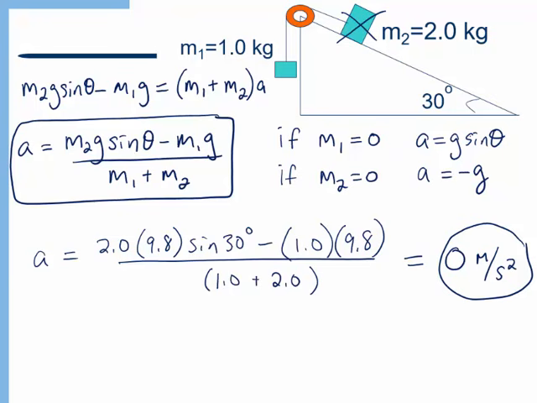But what I realized is that, of course, the sine of 30 degrees is a half. And so because I made m2 twice as big as m1, and I put it on an incline of 30 degrees, I happen to pick the situation where they balance each other. Obviously, if we increased m2, we would then get a positive acceleration because m2 would be going down the incline. If instead I made m1 more massive, then we would end up with a negative acceleration, meaning that m2 would be going up the incline and m1 would be going down.